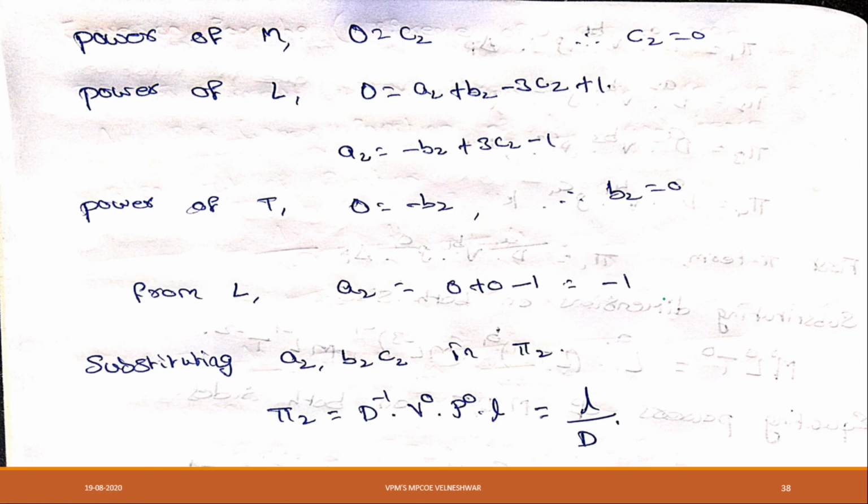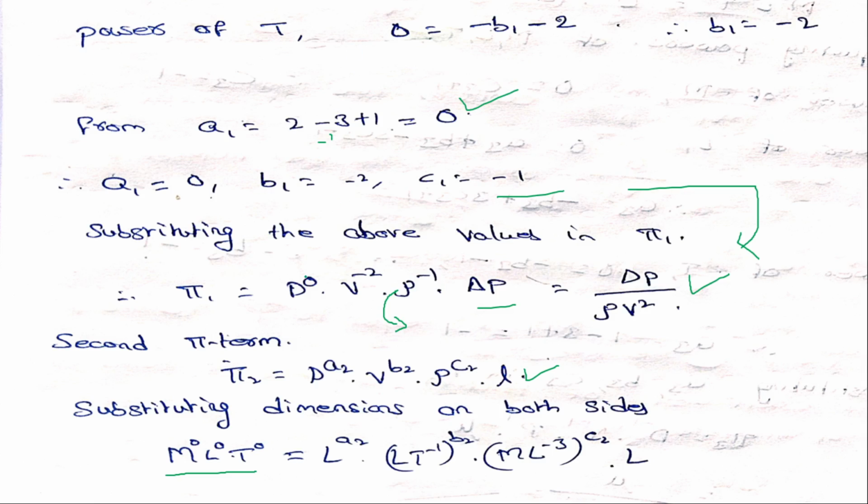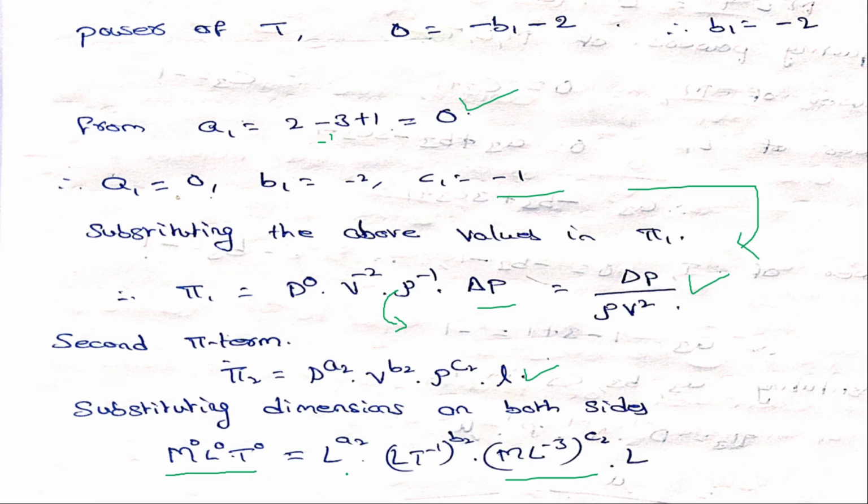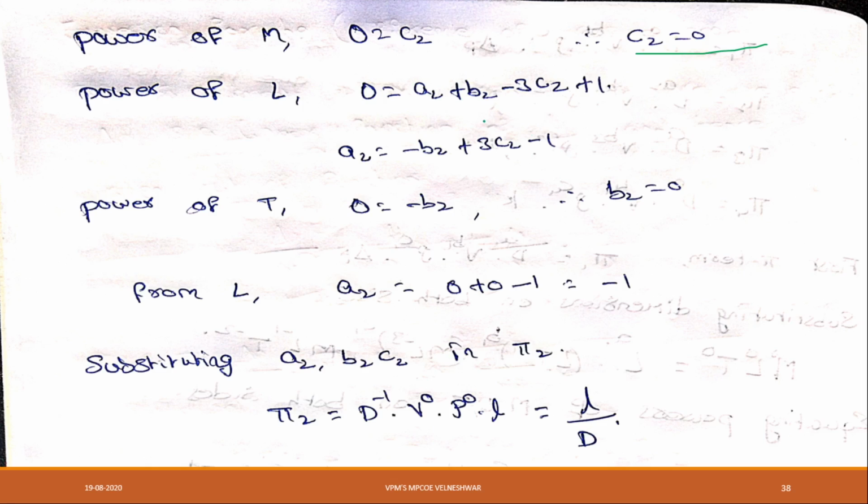Now again substituting the values of powers, that is power of M, 0 is equal to c2. How? 0 is equal to, where M is there, on the power of c2, in the column of c2 we are having M value, so c2 is equal to 0, and power of L, 0 is equal to a2 plus b2 minus 3c2 plus 1. See here, a2 plus b2 minus 3c2 plus 1. So making a2 as common value, that is a2 is equal to minus b2 plus 3c2 minus 1.